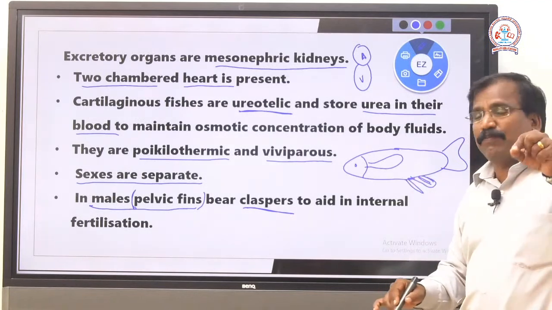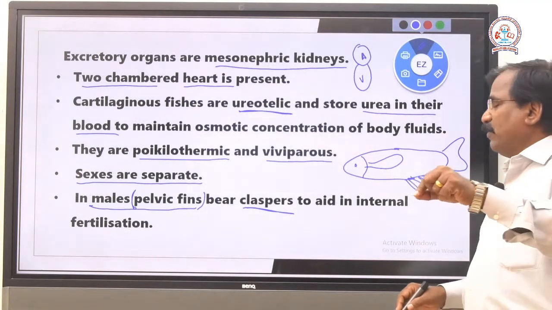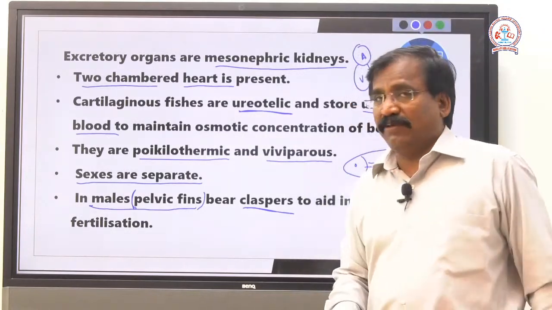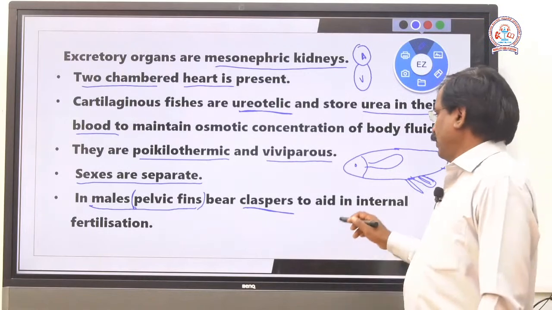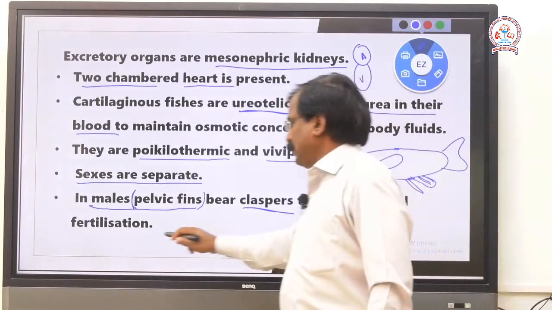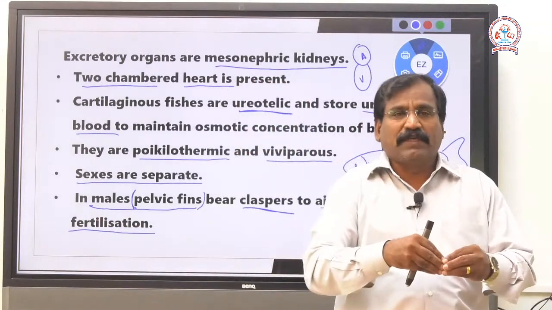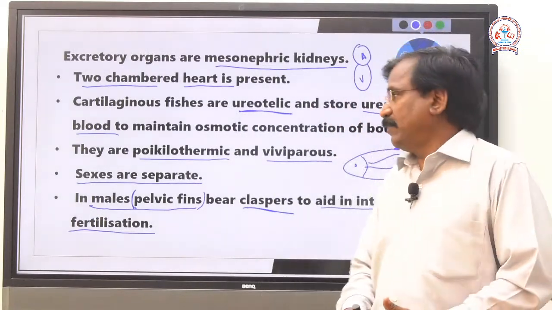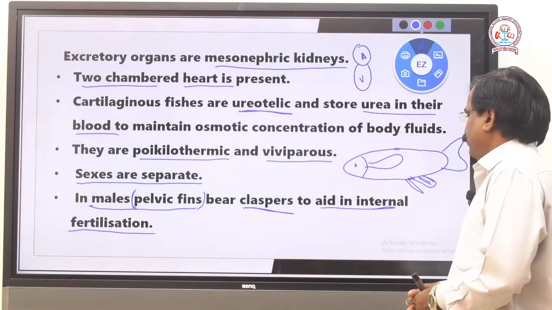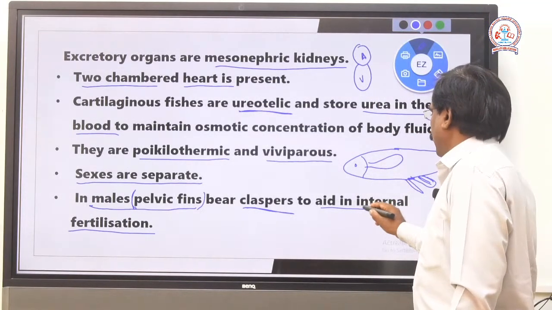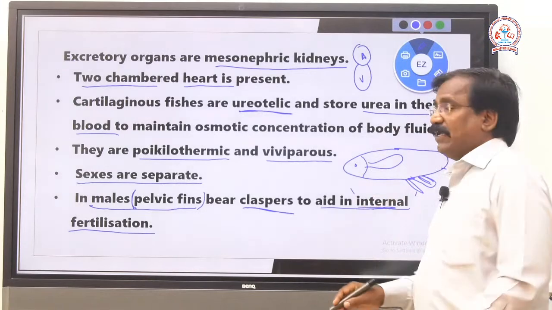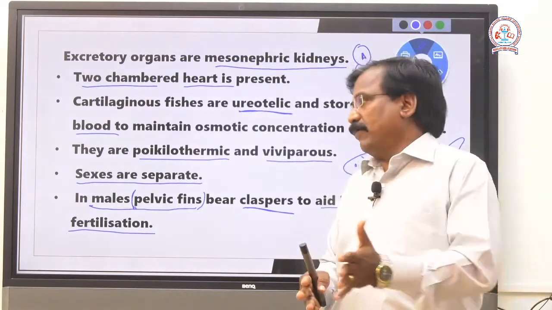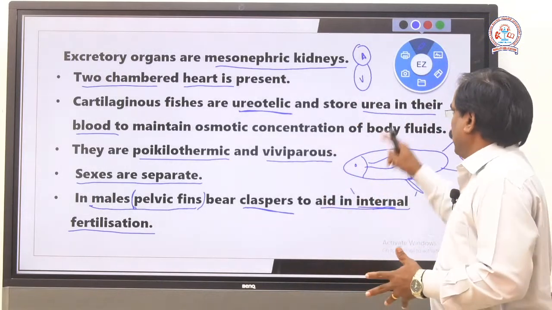That is a spinous projection. So that is helpful for introduction of the spermatozoa into the female reproductive tract. That aids internal fertilization. It is like a copulatory organ, so that is helpful for the internal fertilization.